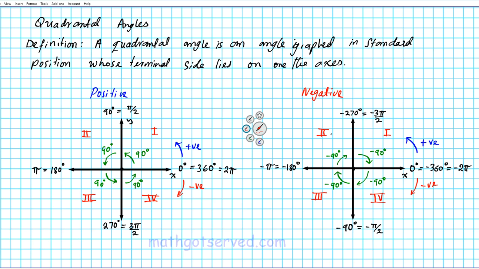This is always 1, 2, 3, 4, whether it's positive or negative. Okay, so let's keep that in mind, and now I'll take a look at some examples.